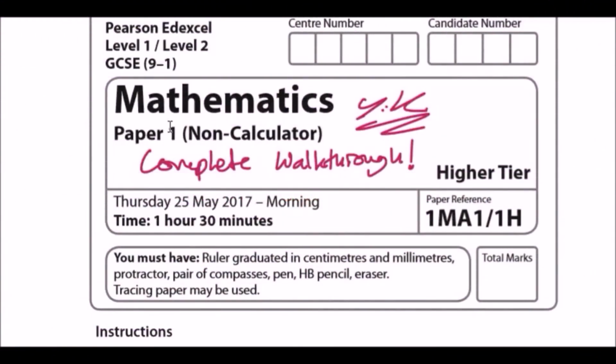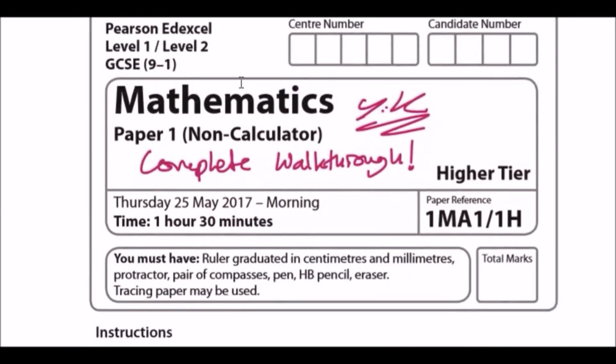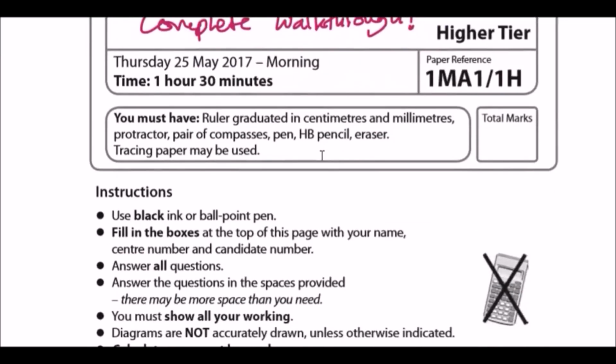So here I'll be going through the complete walkthrough of the paper 1 non-calculator, which is actually the first official paper released under the 9-1 GCSE. And this one was actually one of the hardest. Well, paper 2 was ranked, even made headlines in the news. So let's have a look.